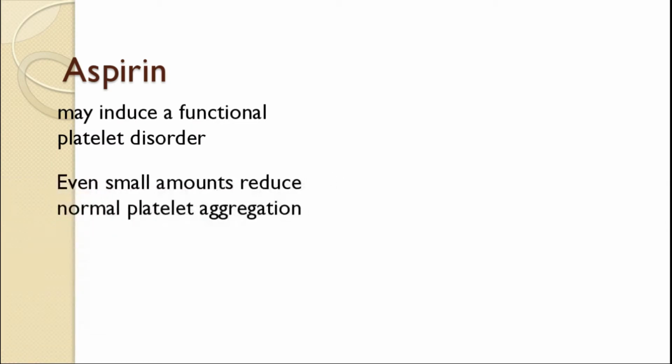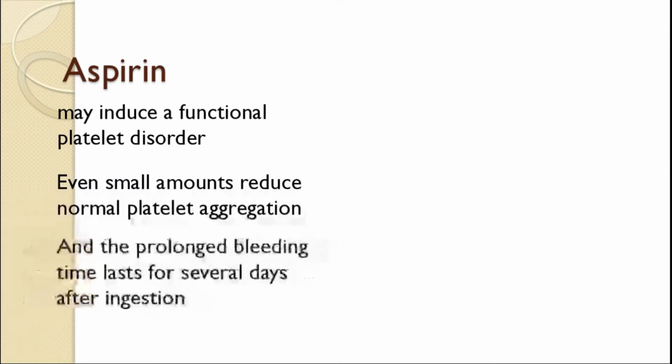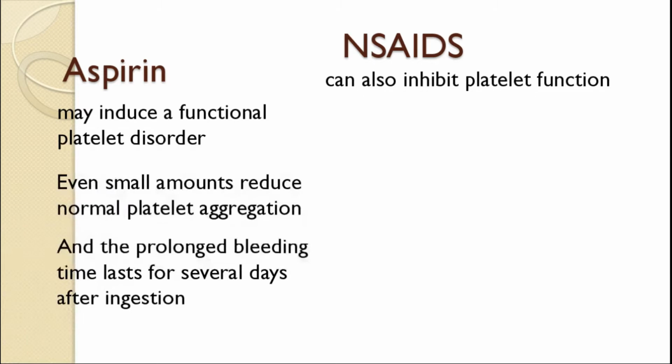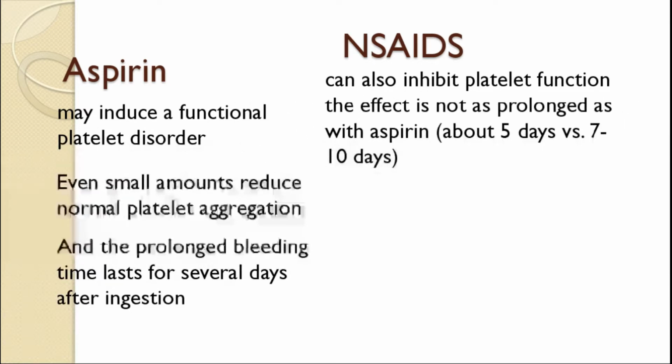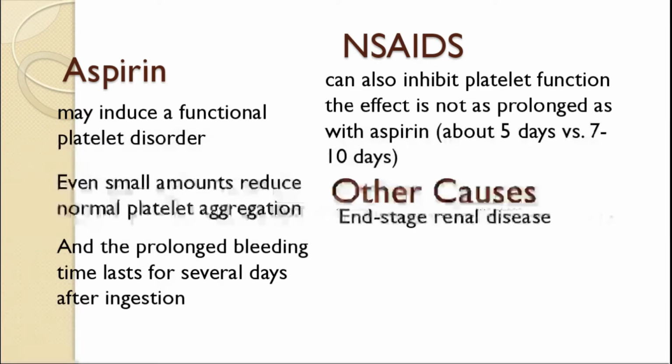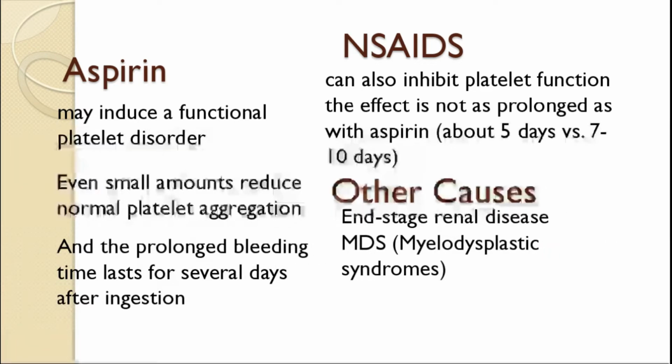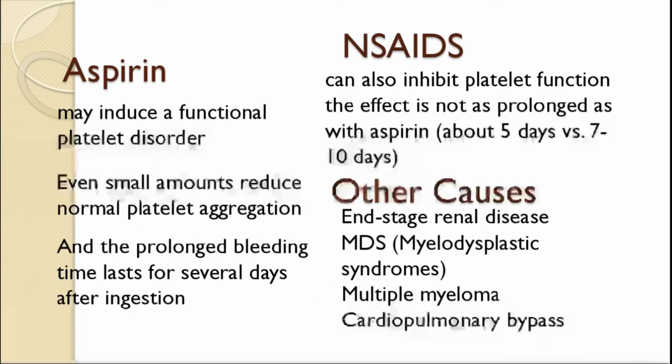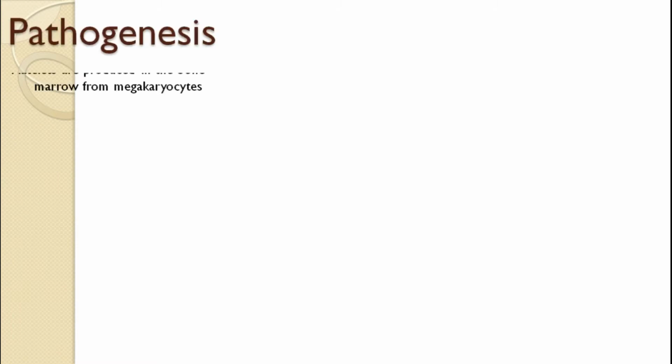Even small amounts of aspirin reduce normal platelet aggregation, and the prolonged bleeding time lasts for several days after aspirin ingestion. NSAIDs can also inhibit platelet function, but the effect is not as prolonged as with aspirin, which takes about 7 to 10 days versus about 5 days for NSAIDs. Other causes of platelet dysfunction include end-stage renal disease, MDS or myelodysplastic syndromes, multiple myeloma, cardiopulmonary bypass, and herbs and other medications.